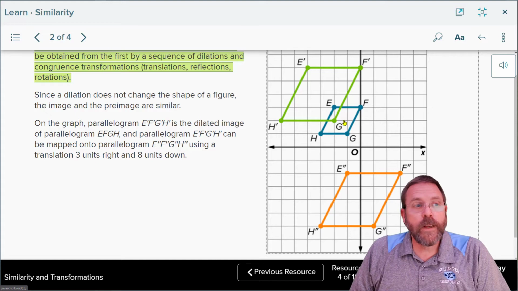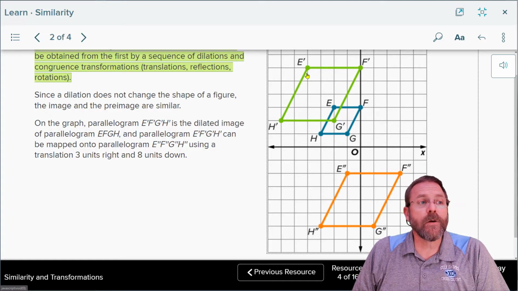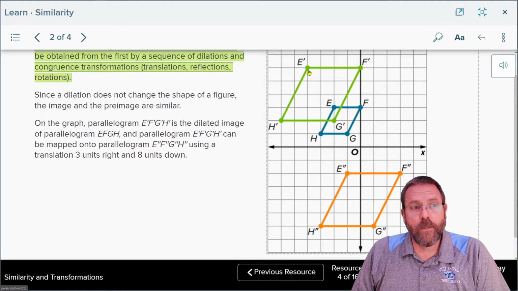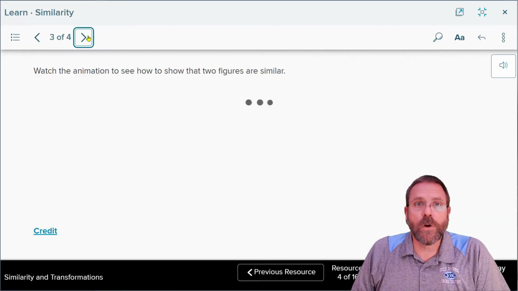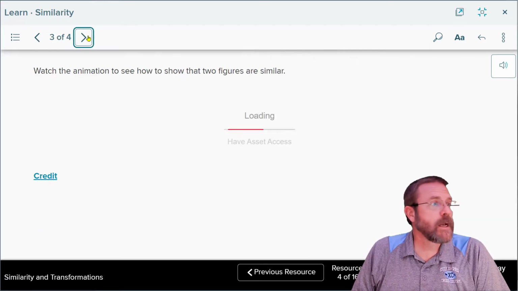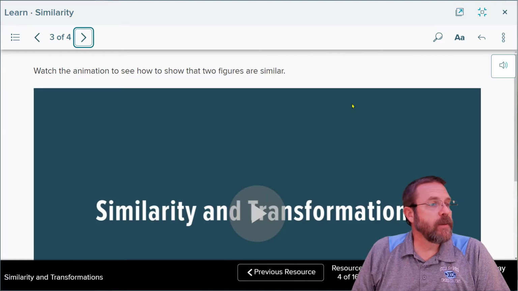So what does all that mean in English? We started with baby blue here. Then we made it bigger going to the green one, our prime, and then we can translate it by going over and down to get to the double prime one. Because the green and the orange, the prime and the double prime, those 2 are going to be congruent in size. Now let's watch an animation to see how 2 figures are similar.